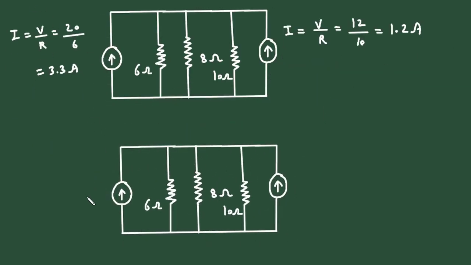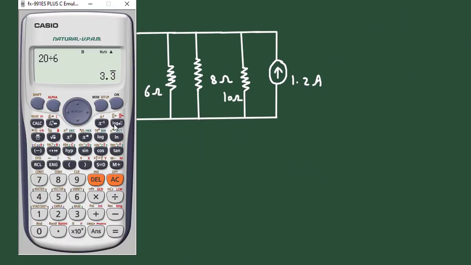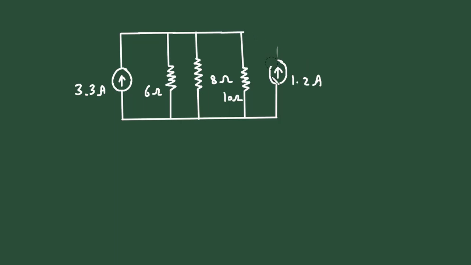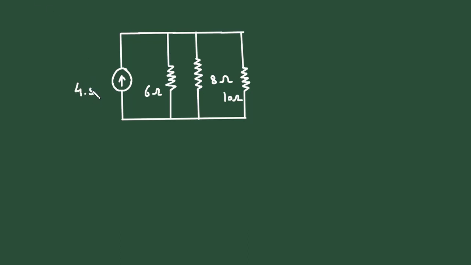Again we will copy this from here, or just simply copy this much part, and here this will become 3.3 ampere and this is 1.2 ampere. Now we add them, so it will be 3.3 plus 1.2, so it is 4.5 ampere. So let's erase this and make it a single current source of 4.5 ampere.